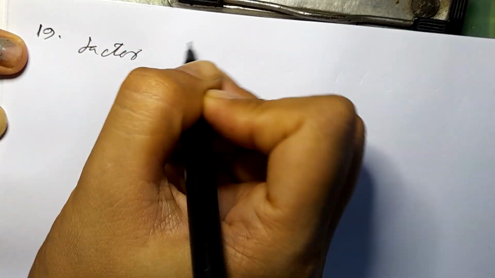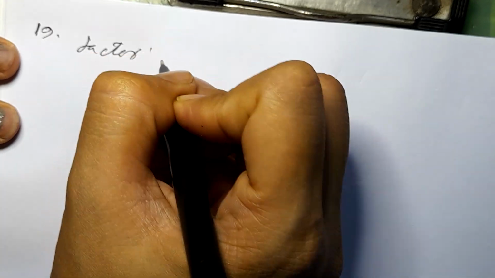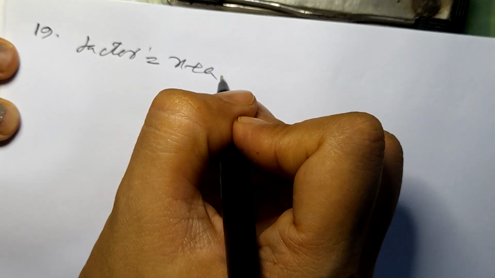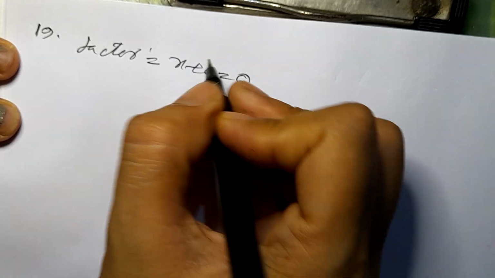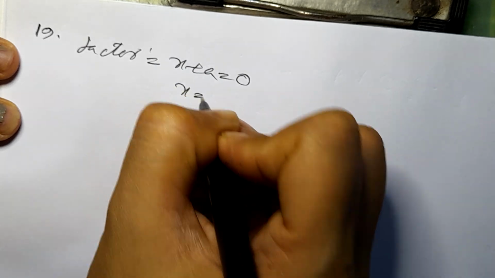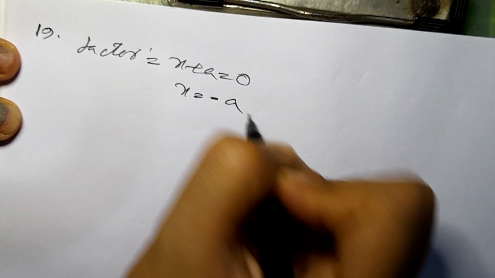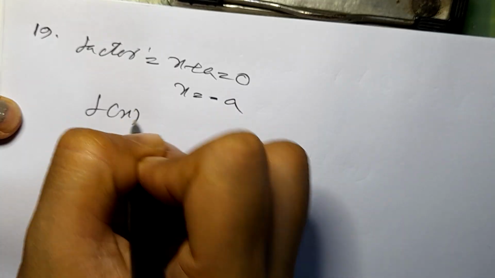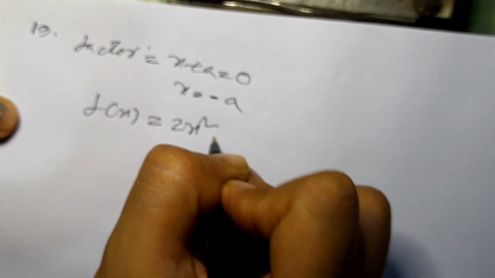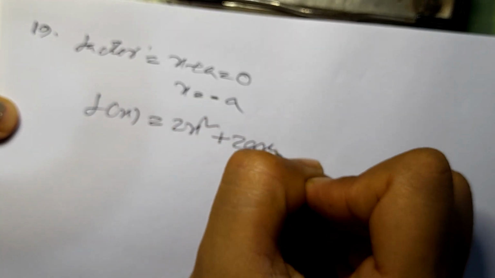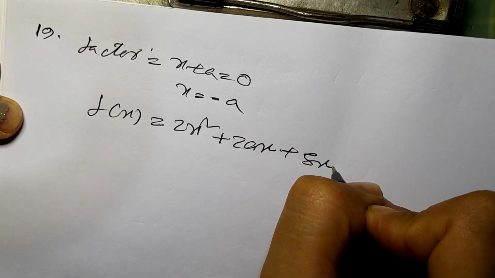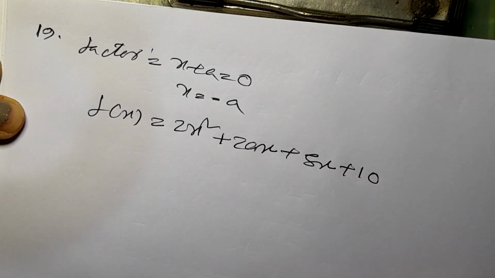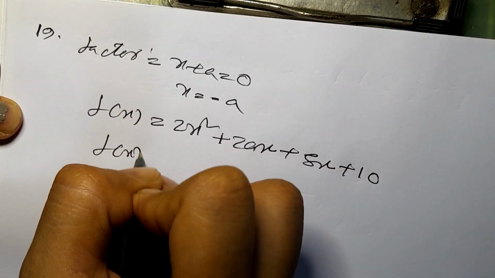What is given? Factor is given, that is factor is equal to x plus a. What is this factor? We are going to put it 0 and we are going to find the value of x. x equal to minus a. Now we have the f(x), how much? 2x square plus 2ax plus 5x plus 10. So always f(x) is equal to 0.